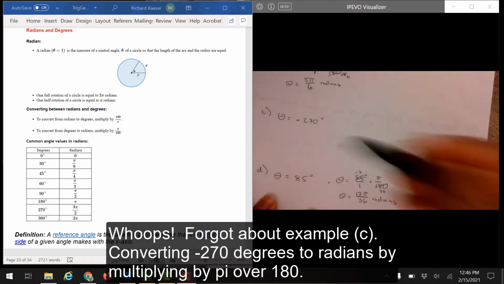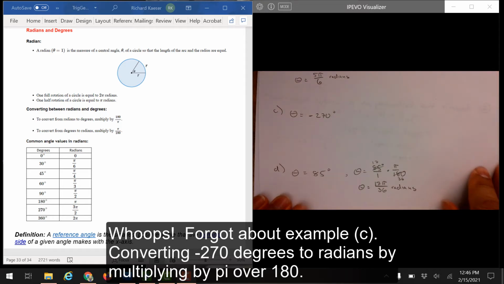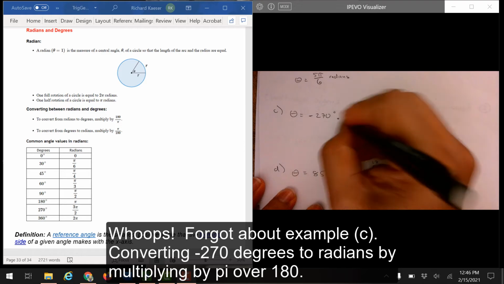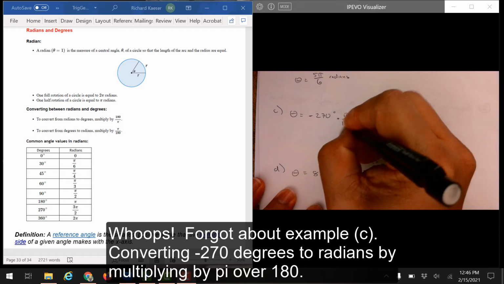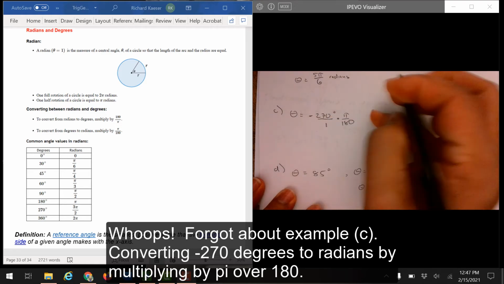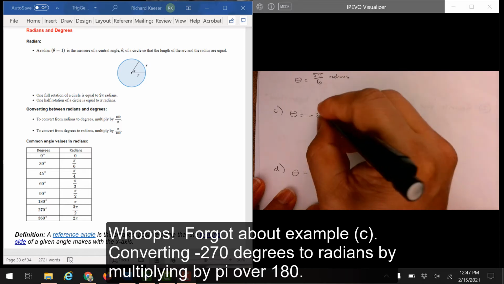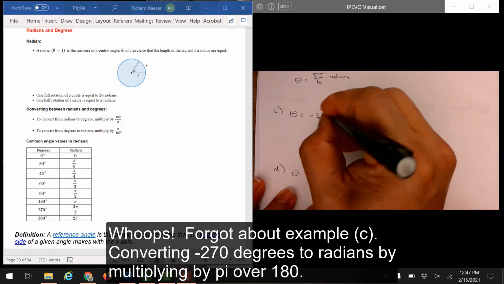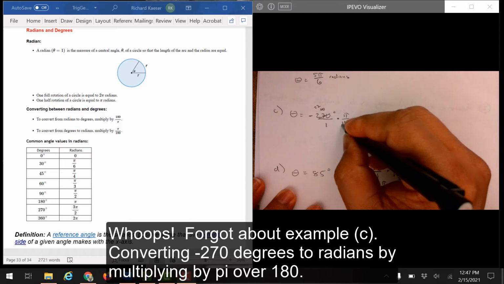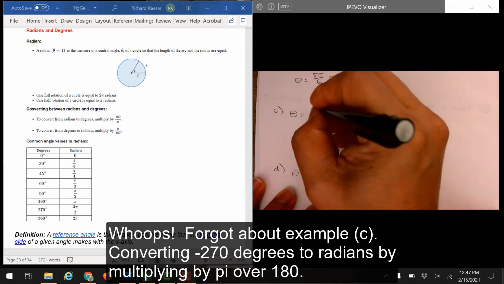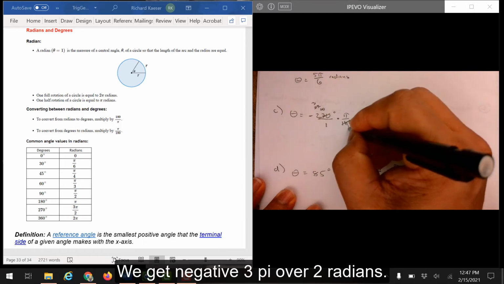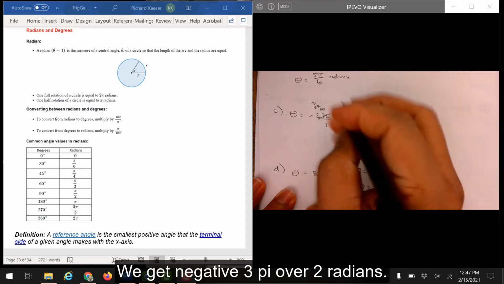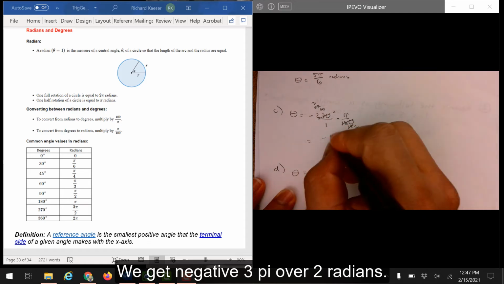Whoops, forgot about example C. Converting negative 270 degrees to radians by multiplying by pi over 180. We get negative 3 pi over 2 radians.